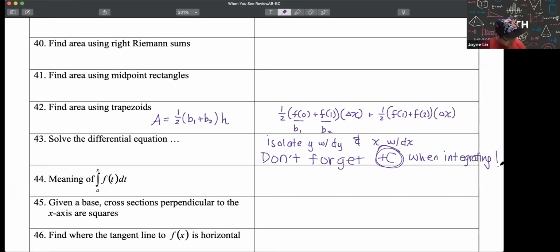Okay, what is the meaning of the integral from a to x of f of t dt? What is the meaning?